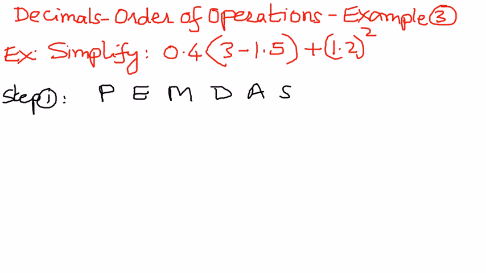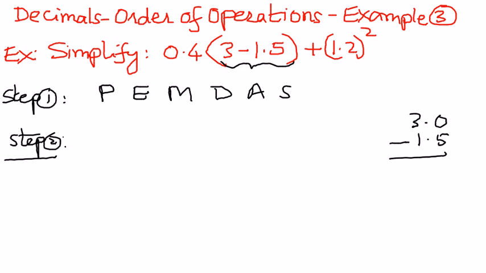So in step 2, we will start to apply this process. Inside the parentheses, we want to simplify the numbers: 3.0 minus 1.5. So we borrow from here. This becomes 2, this becomes 10. 10 minus 5 is 5. 2 minus 1 is 1, so therefore 1.5. So 3 minus 1.5 is equal to 1.5.